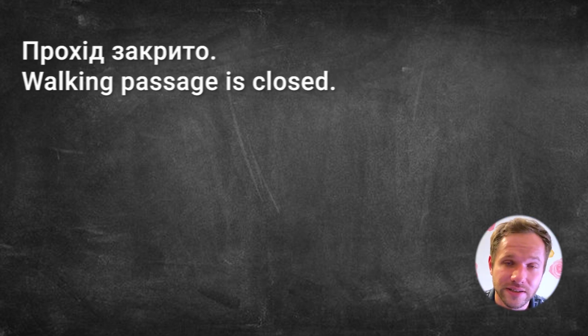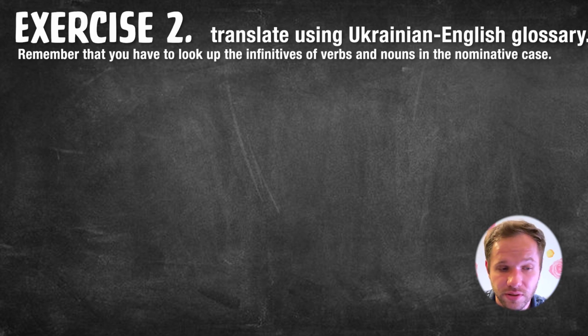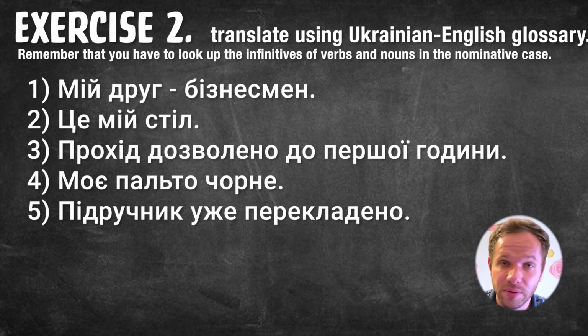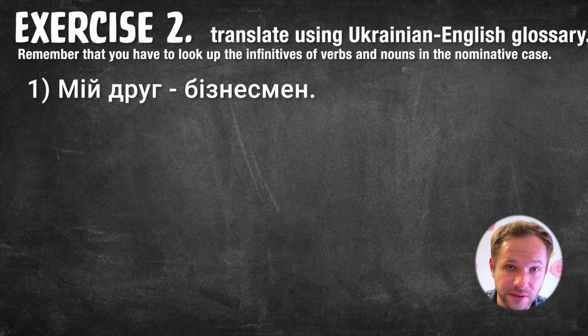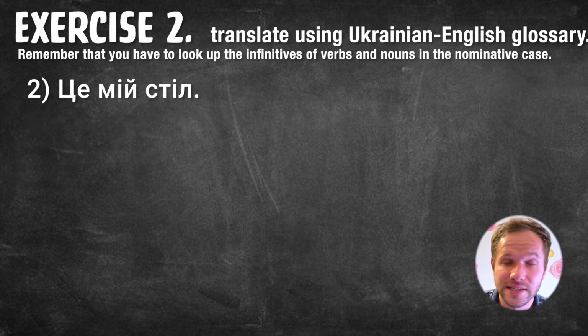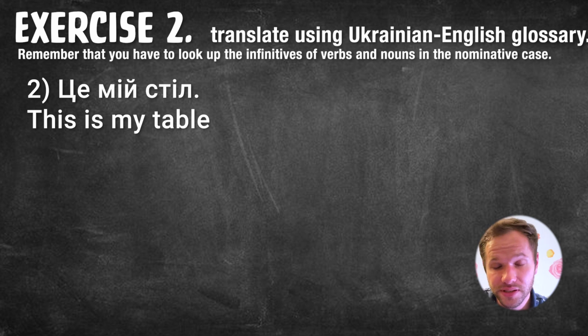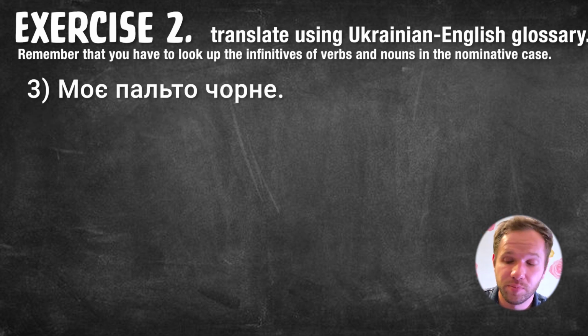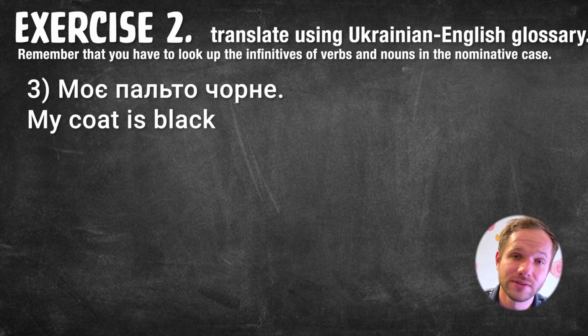And now let's do the next exercise. Translate using the Ukrainian English glossary and remember that you have to look up the infinitives of verbs and nouns in the nominative case. The first sentence. Мій друг – businessman. My friend is a businessman. Who? Друг. Це мій стіл. This is my table. Моє пальто чорне. My coat is black.